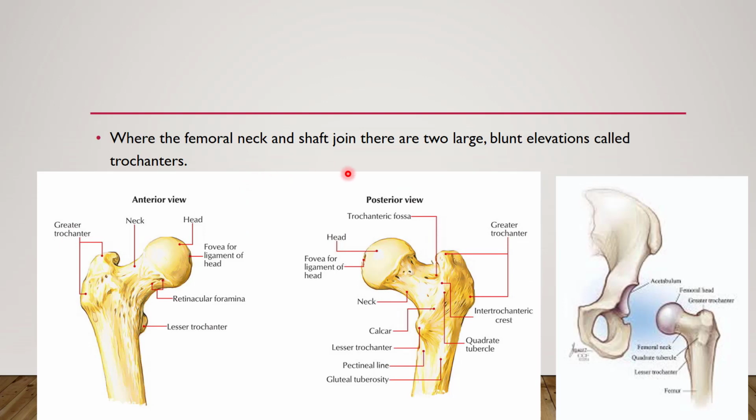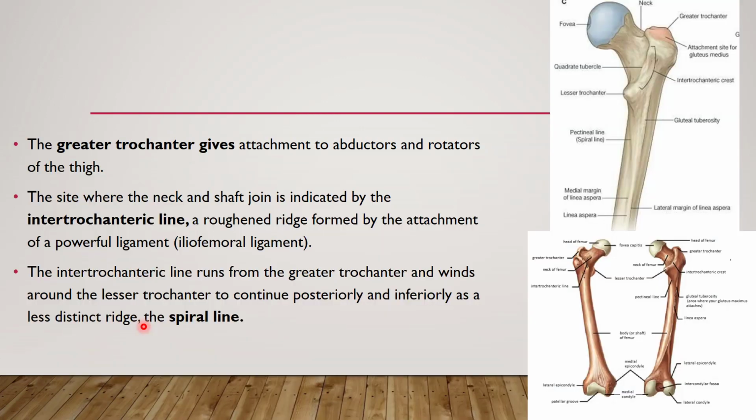Where the femoral neck and the shaft join, see here in this diagram, there are two blunt elevations. These elevations are called the greater trochanter and the lesser trochanter. See in this diagram, this is the neck of the femur and this is the shaft of the femur, and here at the junction there are two trochanters. One is called the greater trochanter because it is big, and one is called the lesser trochanter because it is small. The greater trochanter gives attachment to the abductors and the rotators of the thigh.